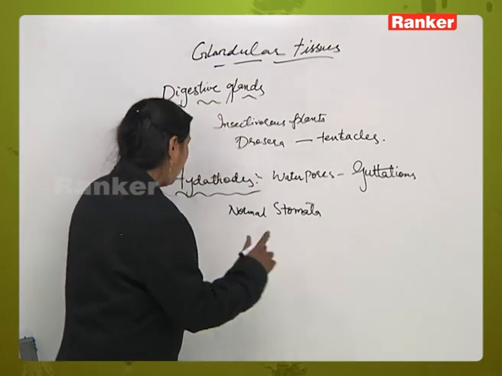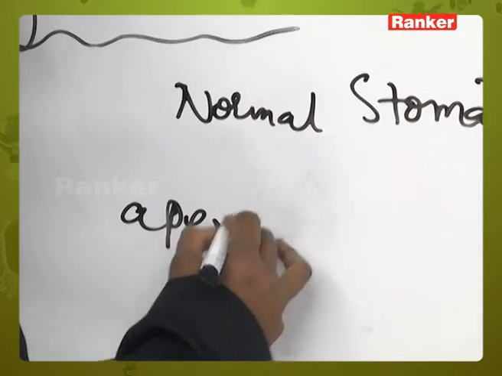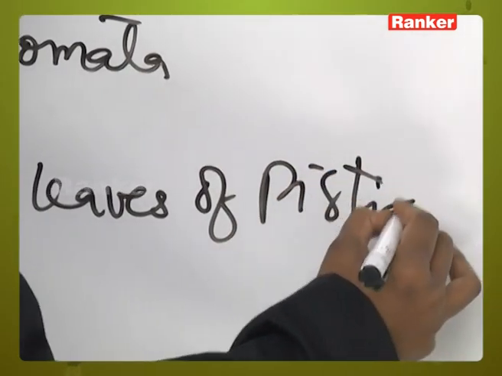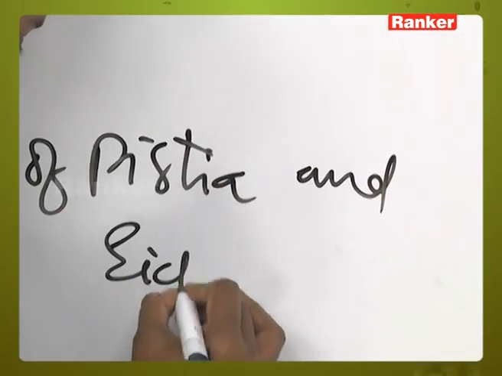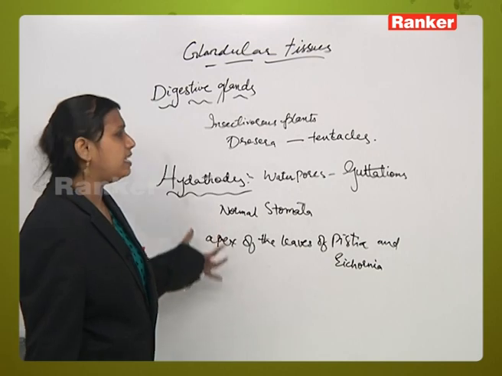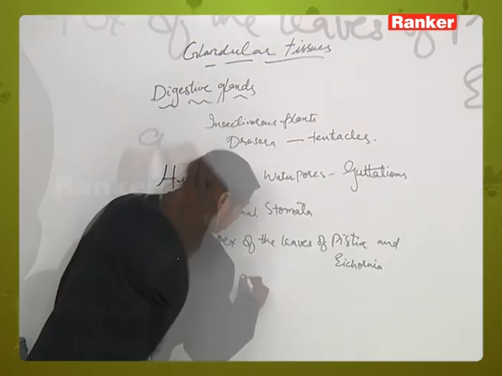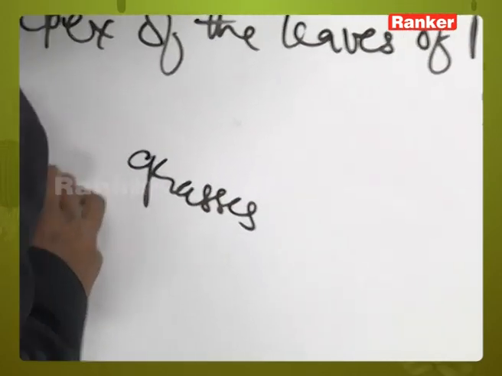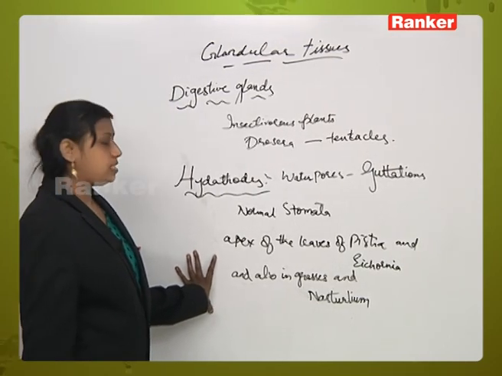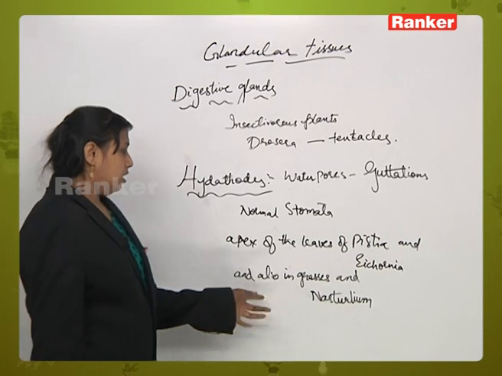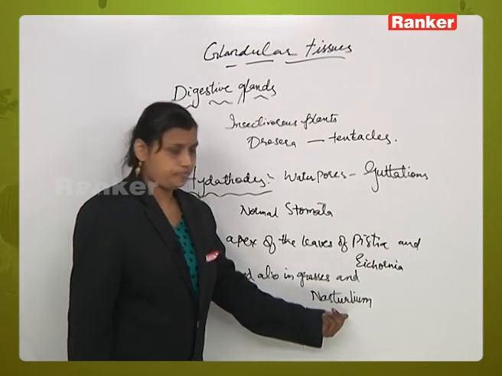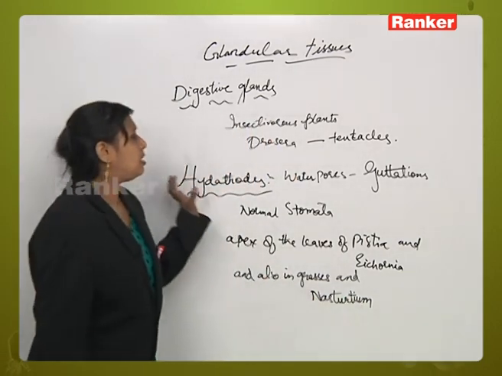And usually hydathodes are located at the apex of the leaves of Pistia and Eichhornia, and also occur in plants which grow in moisture, like grasses and nasturtium. Okay. This is about hydathodes.